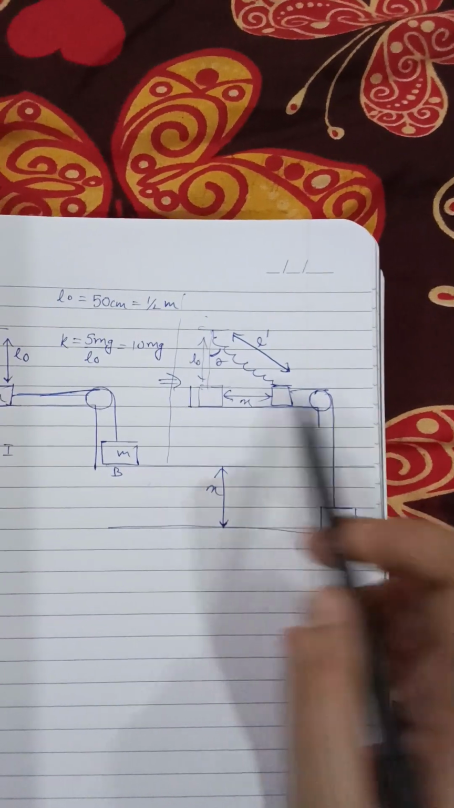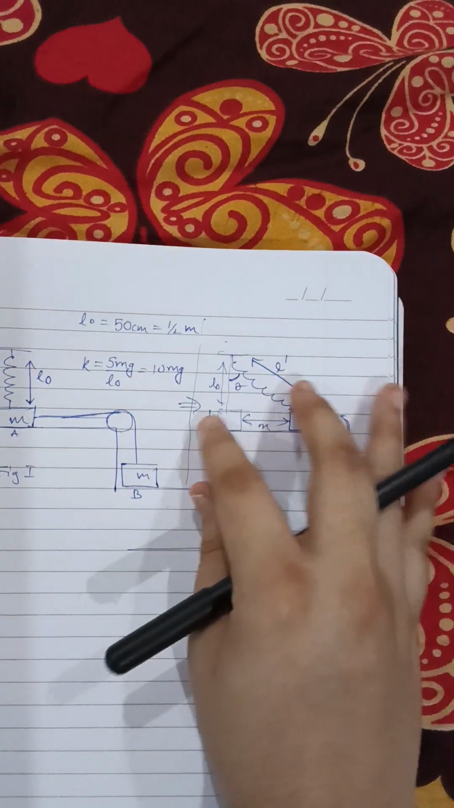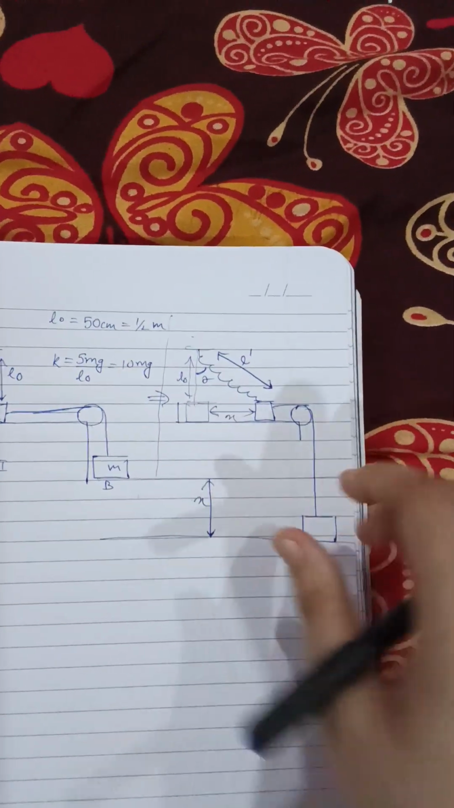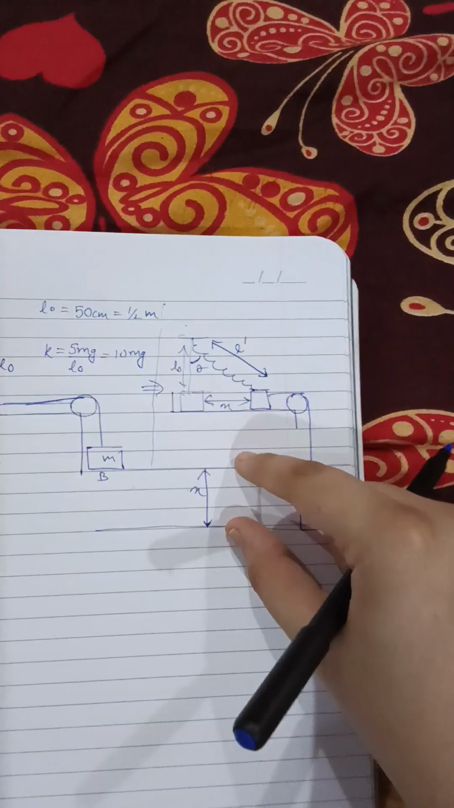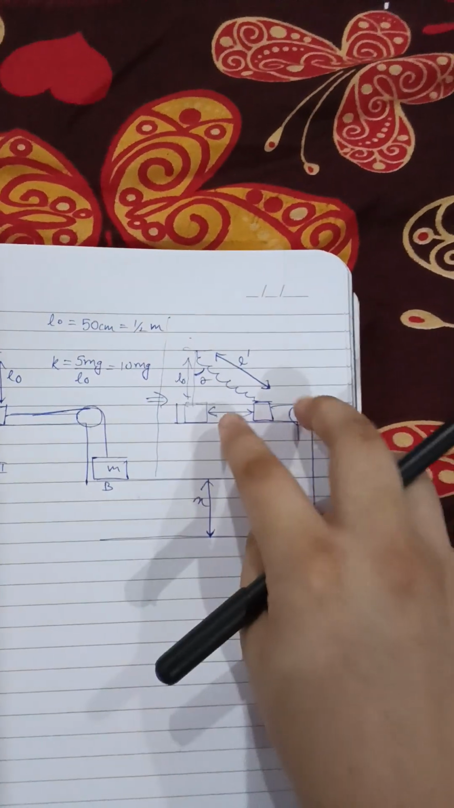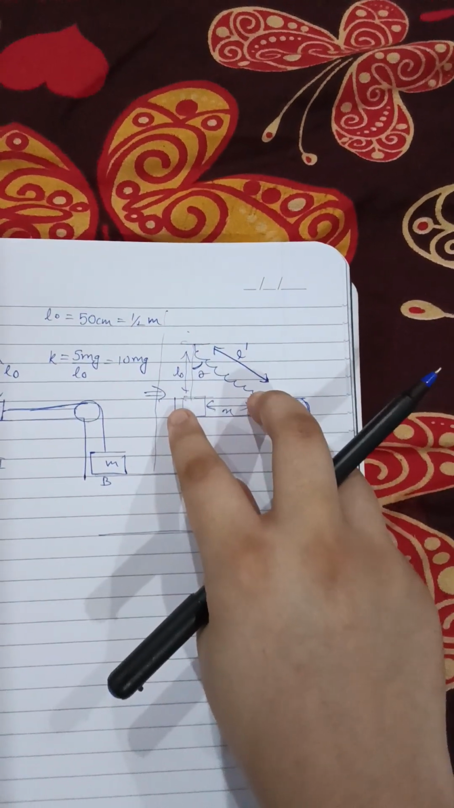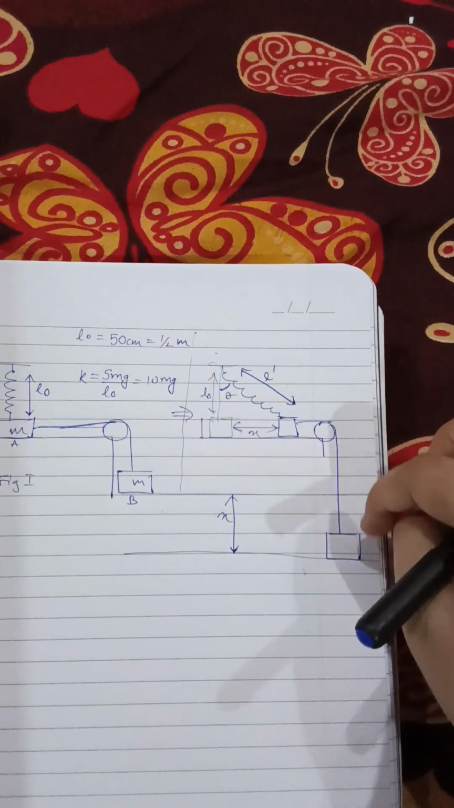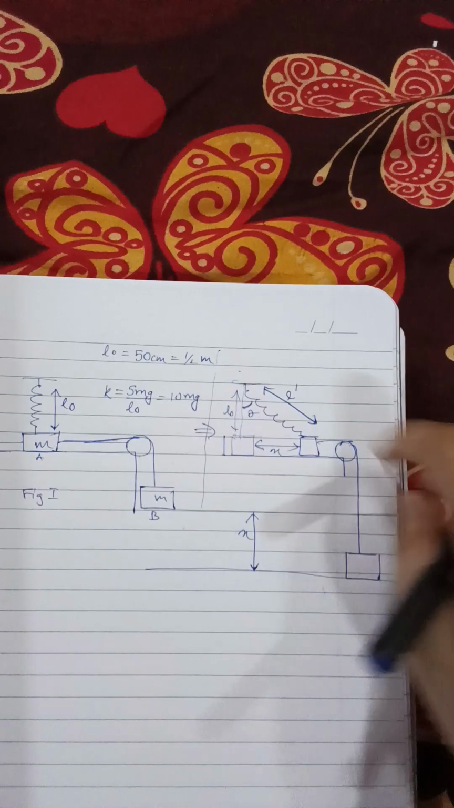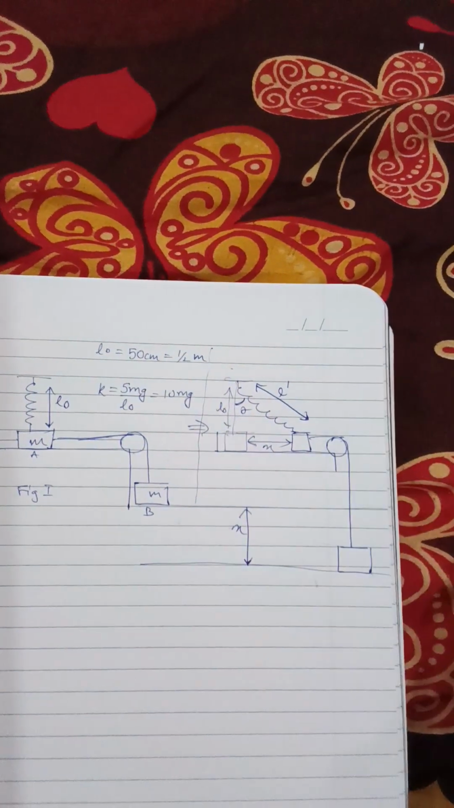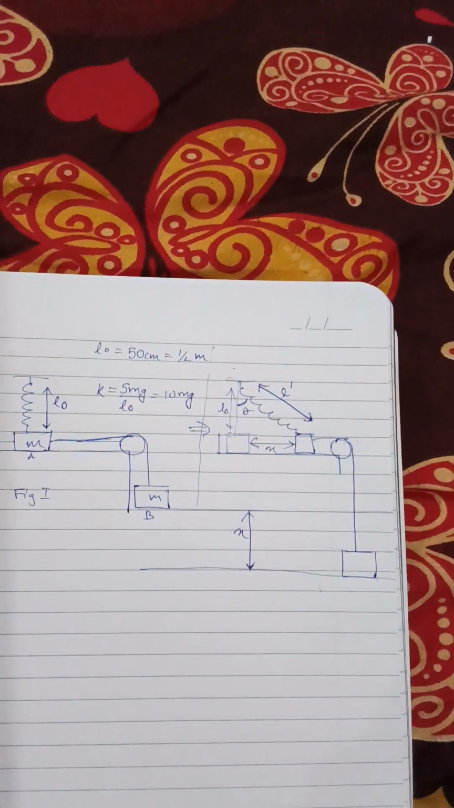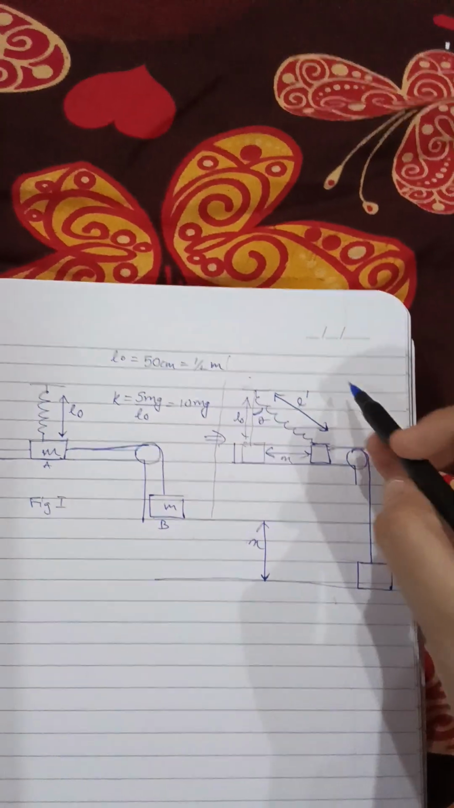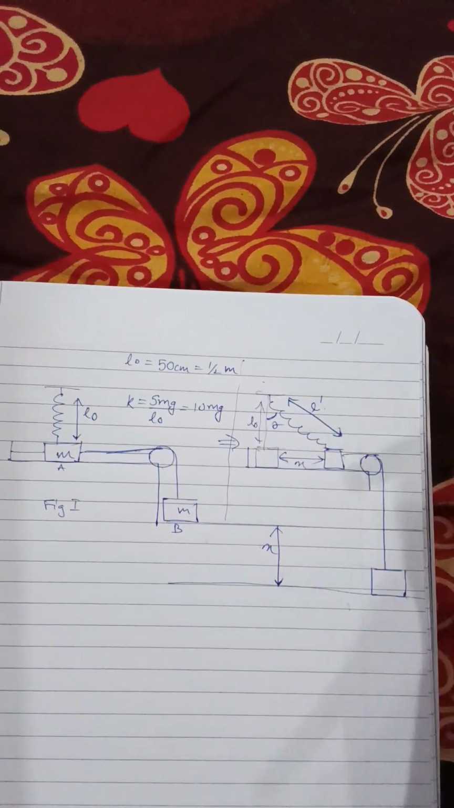As you can see, since this entire system will go down, the amount x this string has gone down will be the amount x this block has gone horizontally. Why? Because the string is inextensible. So whatever this will go down, this will go horizontally. Now the spring will obviously extend because of that. So I've taken this length as L dash.